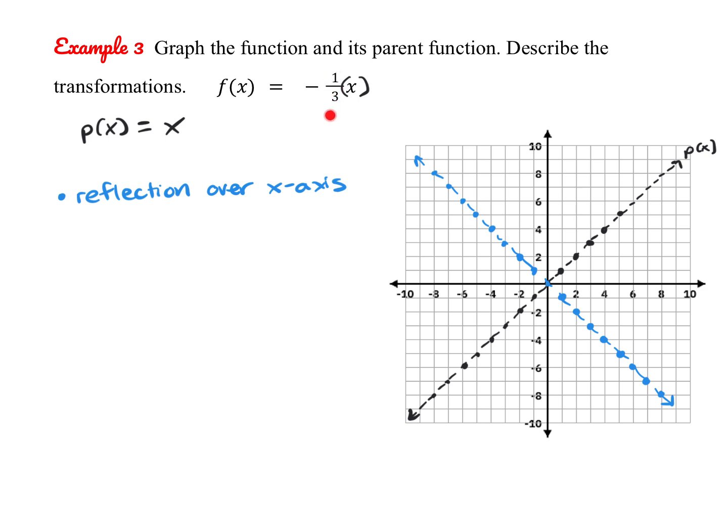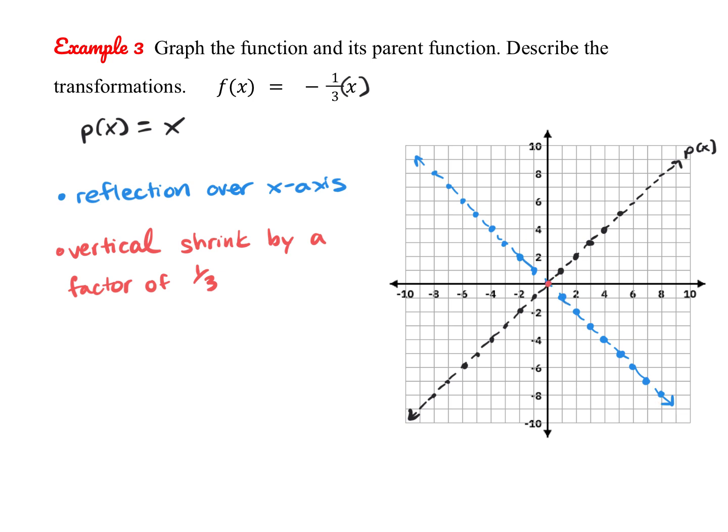Now this I'm going to treat as a vertical stretch or shrink because I am multiplying. Here I can see that a value is 1/3, and since that is less than 1, we would say that this is a vertical shrink by a factor of 1/3. So that means that I would take all of my y values from my transformed graph and multiply them by 1/3.